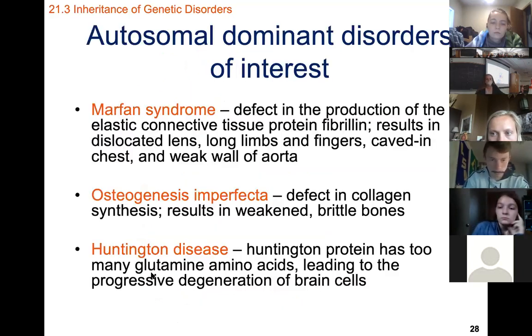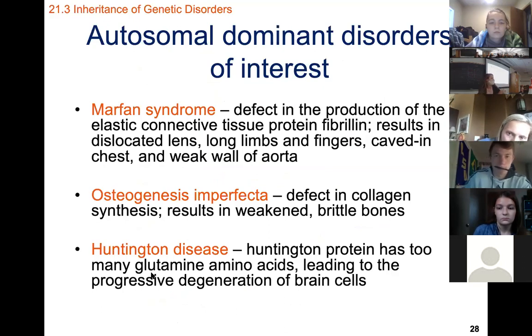So here's some examples of autosomal dominant, not sex-linked, but if you have it, you show the dominant trait. You have that dominant allele. Some of those are Huntington's disease. That one's fairly common. This is when Huntington protein has too many glutamine amino acids, leading to progressive degeneration of brain cells. If you have the degeneration of brain cells, it can cause lack of sensation, lack of function, and lack of neurological behaviors.